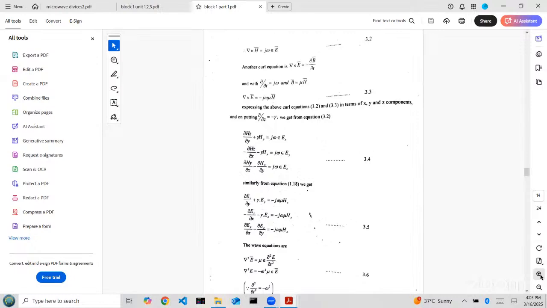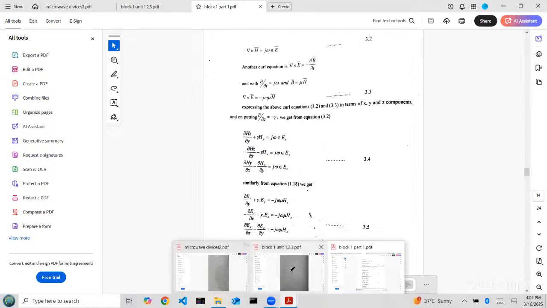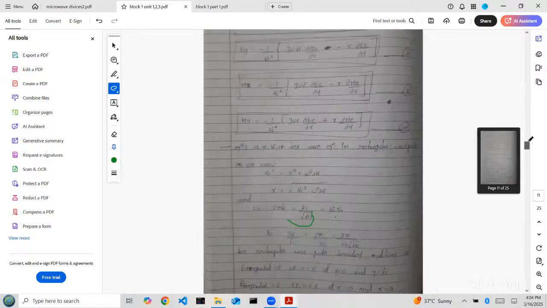Then how are we getting equations 3.4 and 3.5? On what basis? We go with the matrix method. In place of del cross H, we write the determinant with i, j, k; dou by dou x, dou by dou y, dou by dou z; Ex, Ey, Ez on the LHS, and j omega epsilon times Hx, Hy, Hz on the RHS. Doing the matrix multiplication in vector form and equating the ith, jth and kth terms, we get the equations.